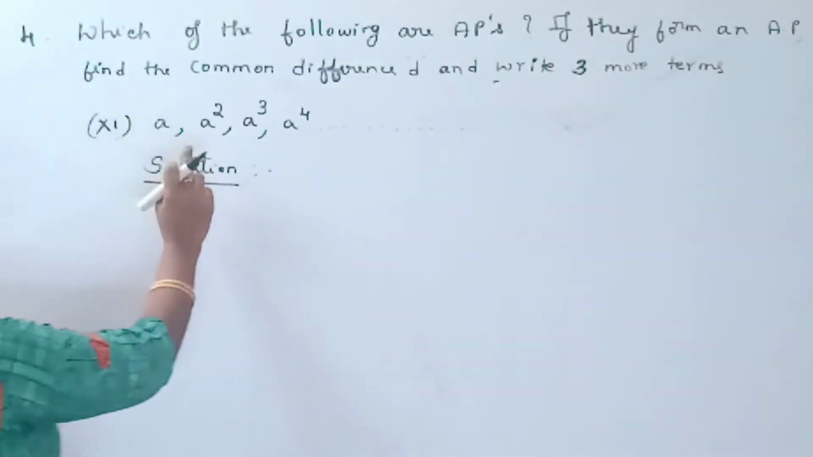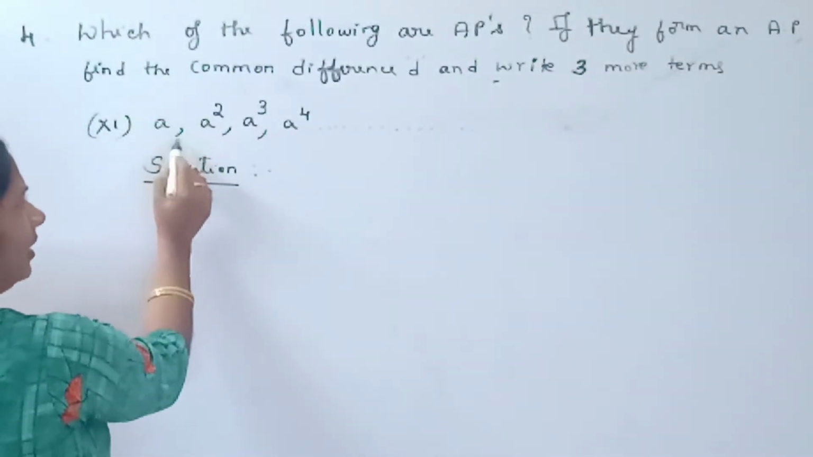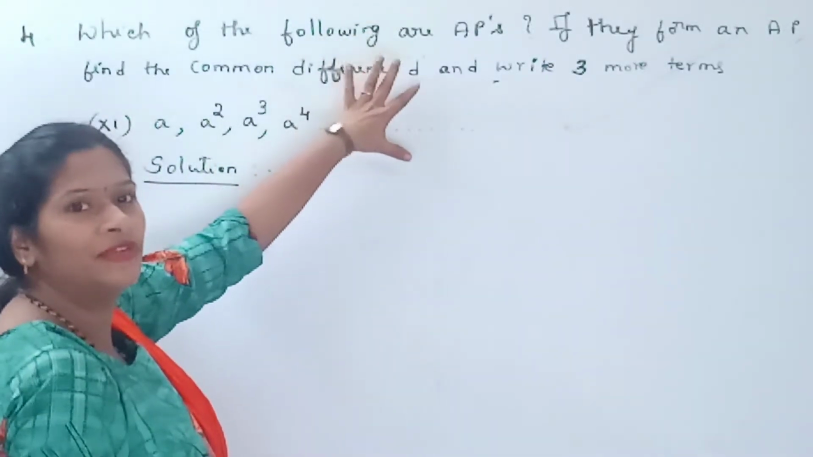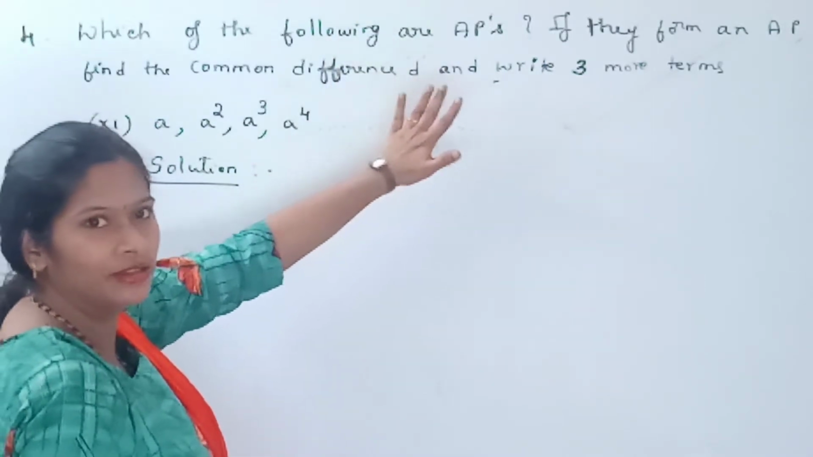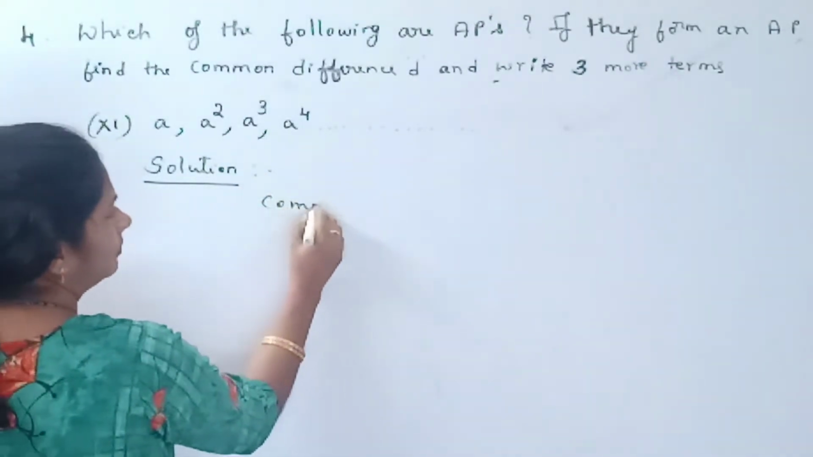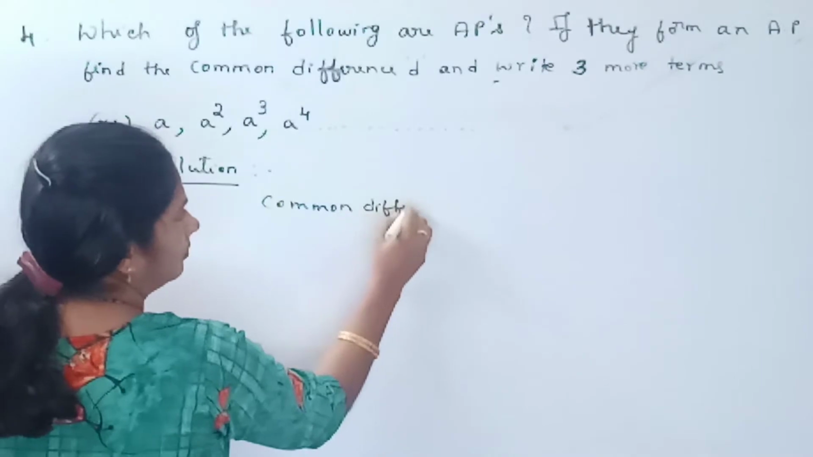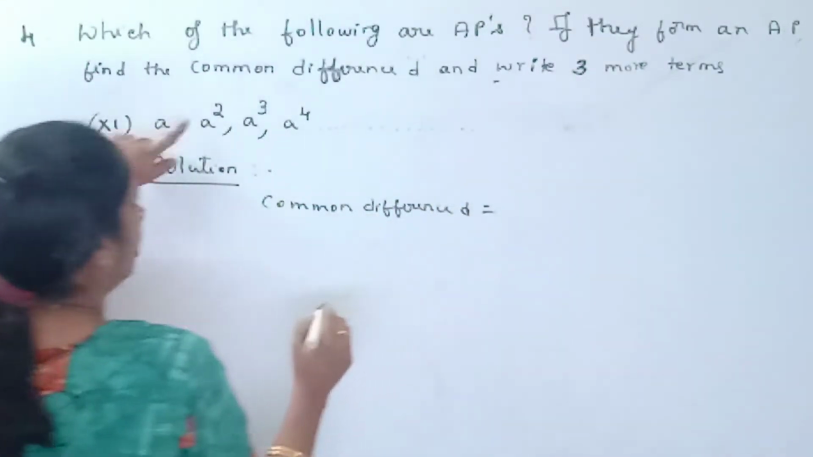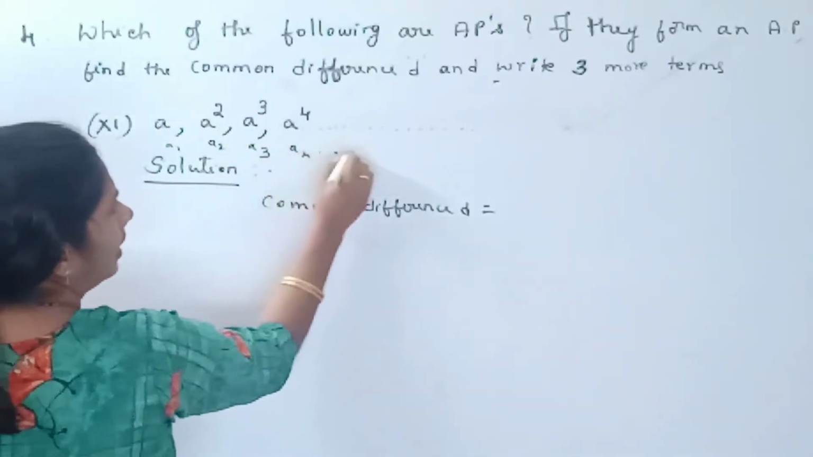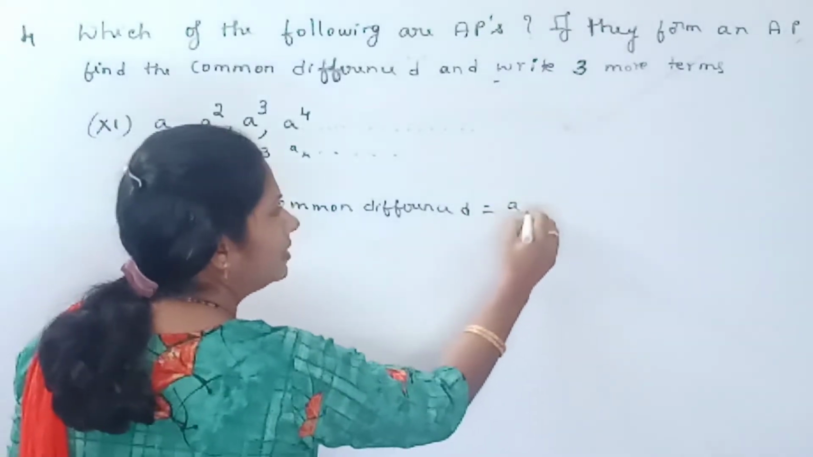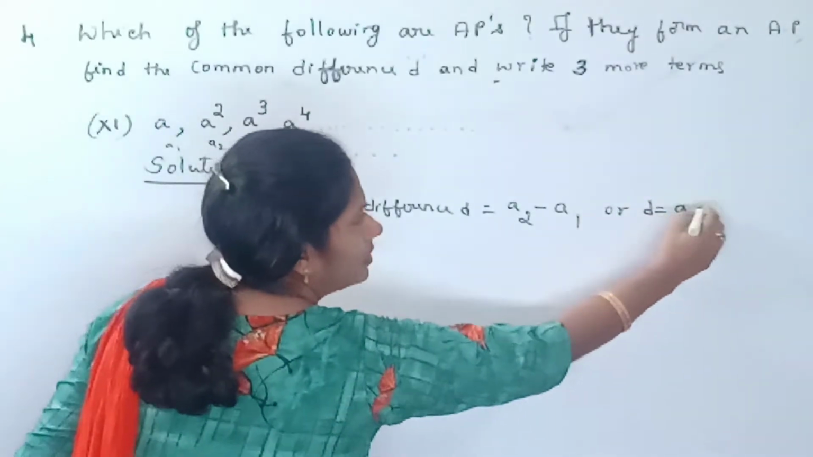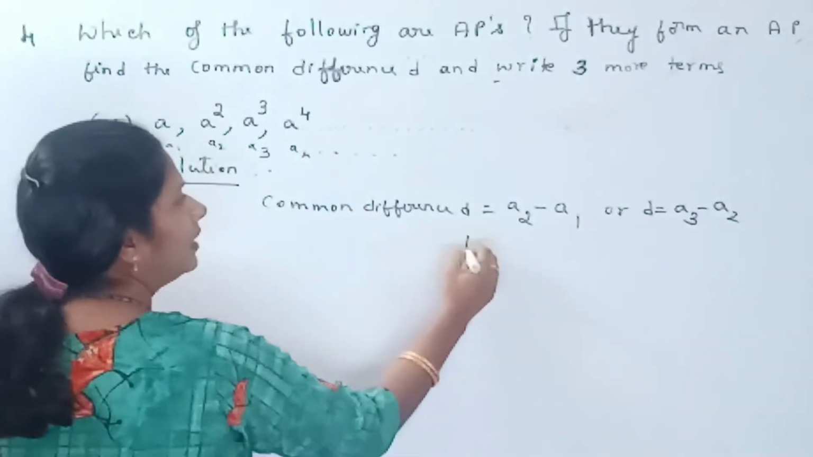So 11th problem, you can see here the list of numbers are a square, a cube and a to the power 4 and so on. Now this list of numbers forms an AP or not, you have to check. How will you find out, children? Find the common difference. D equal to, how will you find out? This is the first term, second term, third term, fourth term and so on, isn't it? How will you find the common difference? Second term minus first term, or D equal to A3 minus A2, isn't it? So find the common difference.